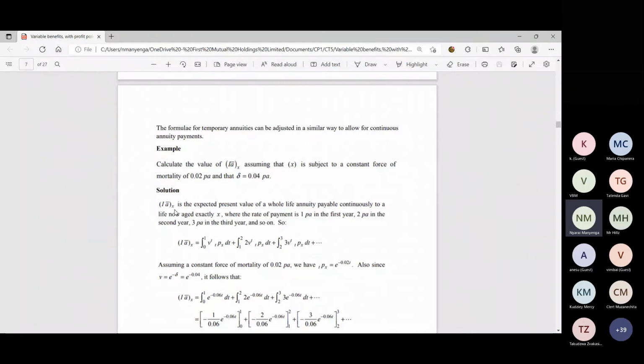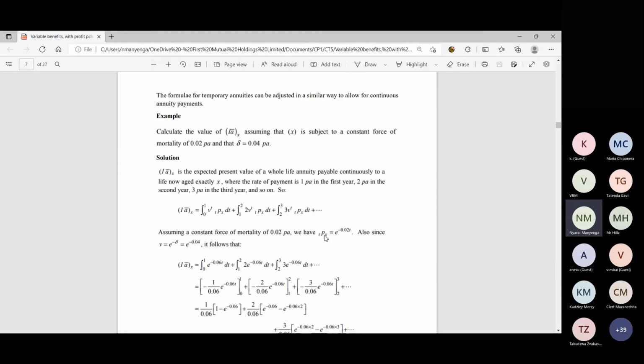So in the solution, if you want to express this in an integral format, this annuity that is increasing and is payable continuously is the expected present value of a whole life annuity payable continuously to a life aged exactly X. The rate of payment would be 1 per annum in the first year, then in the second year it will be 2, and in the third year it will be 3. So it will be increasing by 1 each year, and so on.